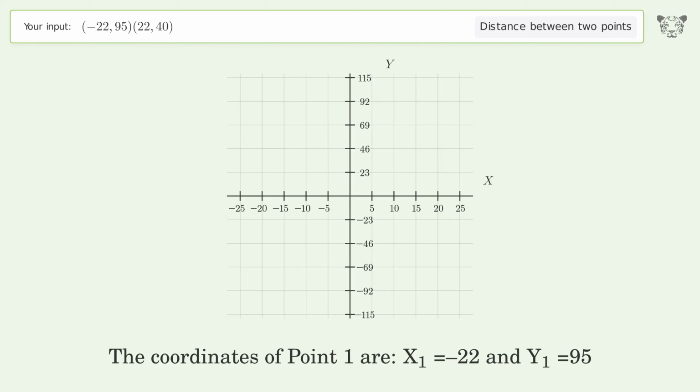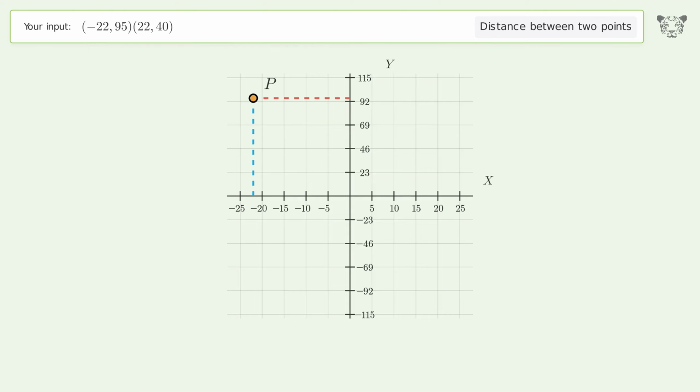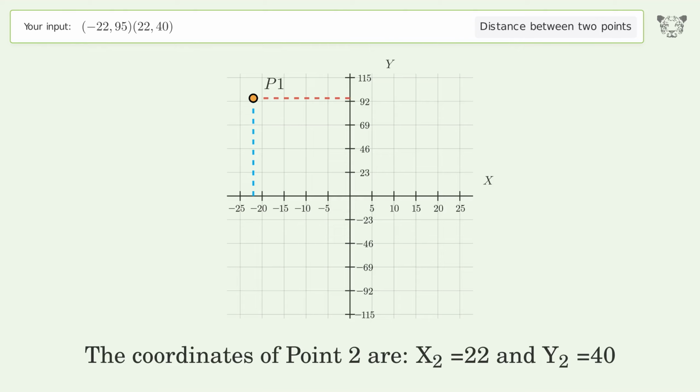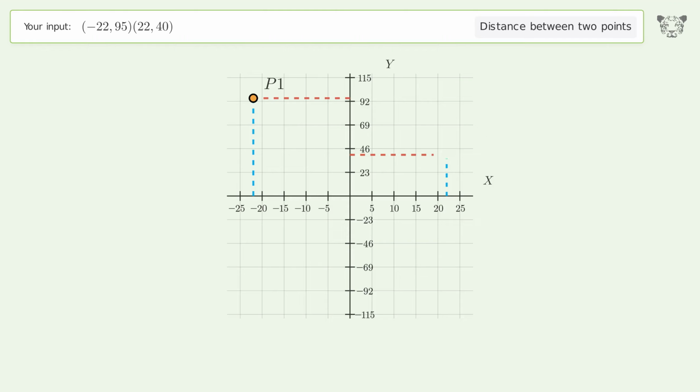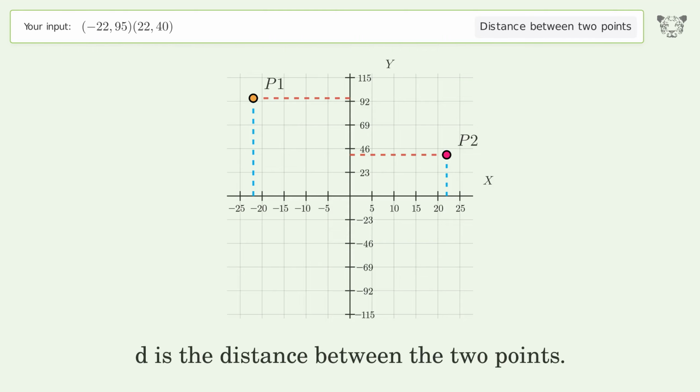The coordinates of point 1 are x1 equals -22 and y1 equals 95. The coordinates of point 2 are x2 equals 22 and y2 equals 40. D is the distance between the 2 points.